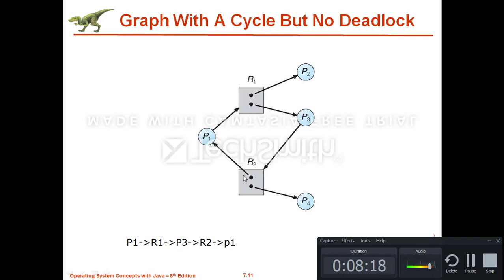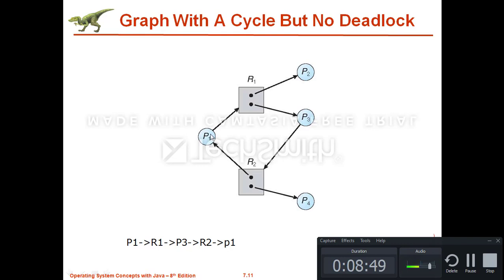So in this case also there exists a cycle, that is P1 is depending on R1, R1 is already given to P3 and P3 is requesting R2, R2 is with P1. There is a cycle but no deadlock because P2 completes the execution. It is not depending on anybody else apart from the resource R1. Once it completes the execution, it releases R1. Once one instance of R1 gets released, that instance will be given to P1.